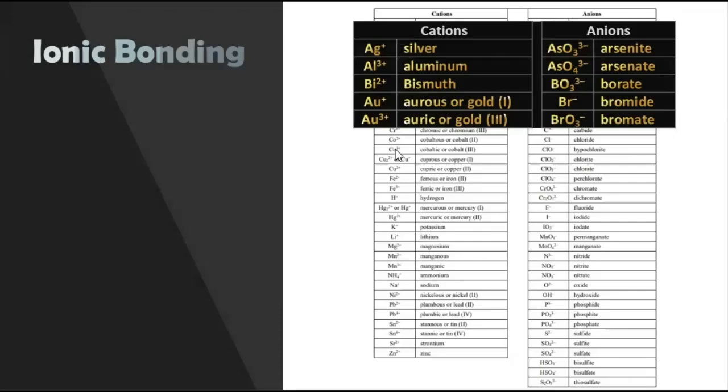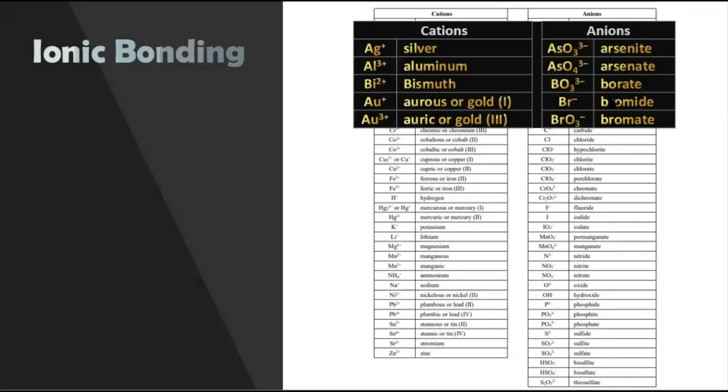Cations are metals with charge, anions are non-metals with charge. The number of charge indicates the number of electrons that will be lost or gained during a chemical reaction or ionic bonding. Let's say aluminum has a 3 charge, therefore aluminum will lose or give 3 electrons to the anion. For silver, it is 1 number of electrons. For bismuth, it gives 2 electrons once combined with the anion.